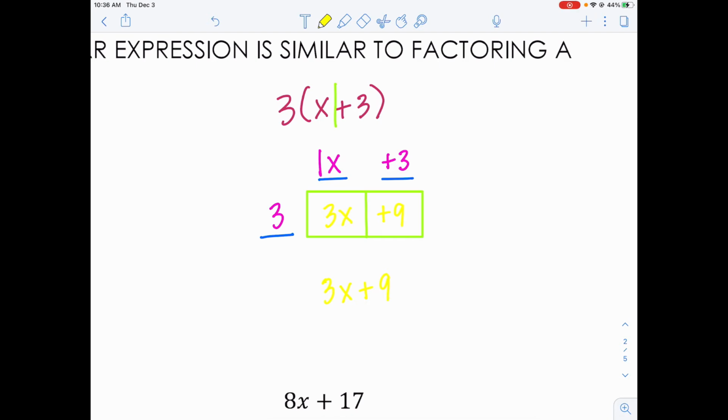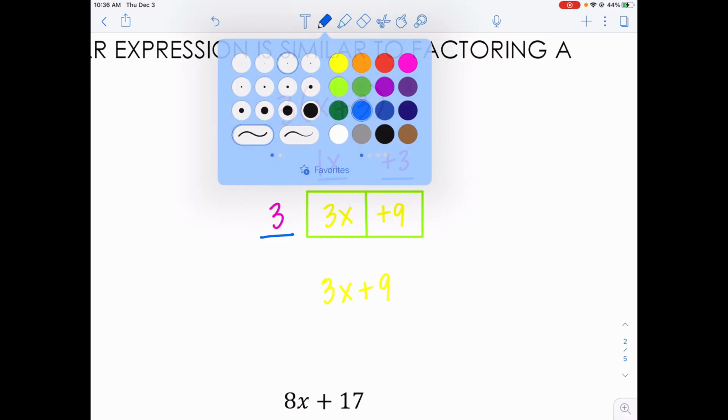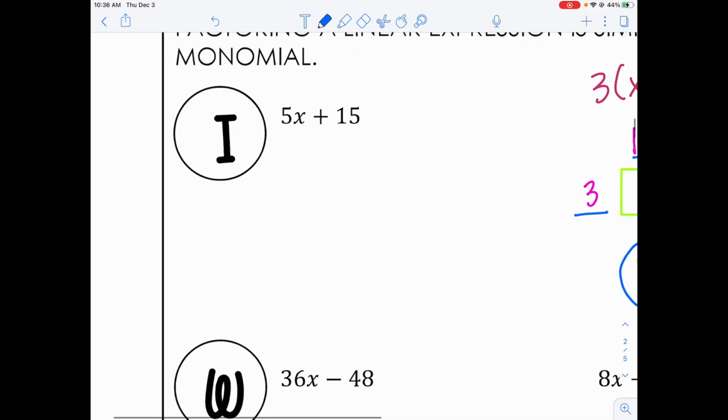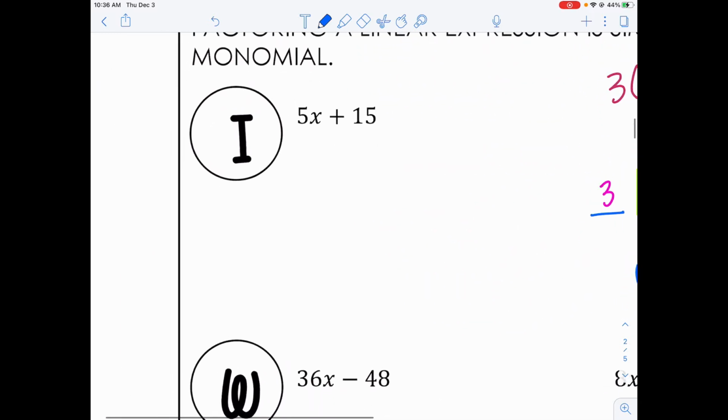Factoring an expression is basically like taking the distributive property and going in reverse. So when we are factoring an expression, they will start you here and they will ask you to go backwards to get to the expression with the parentheses. So, looking at our first one, 5x plus 15. We're still going to split our terms. There are 2 terms, so I'm still going to do 2 boxes.